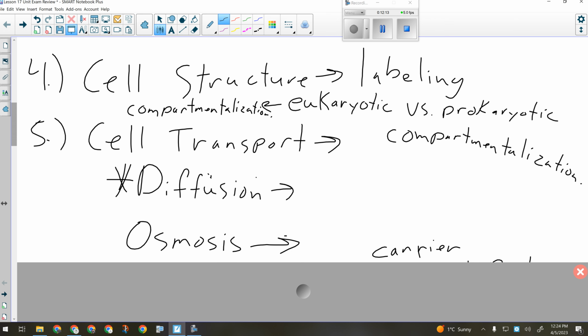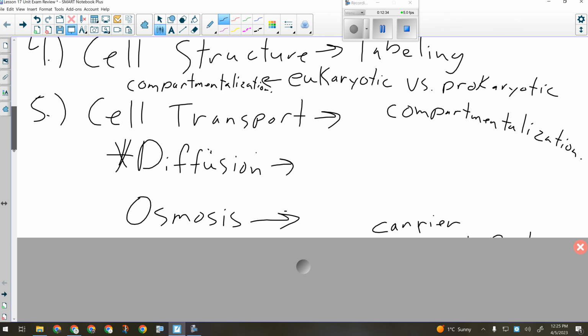Osmosis, like we said, is the passive movement of water only. That's how you can tell: if the question talks about salts or water, it's talking about osmosis. So osmosis is the passive movement of water across a membrane to balance salt concentrations. So that's how that one works.